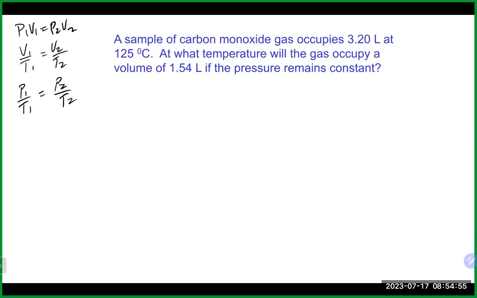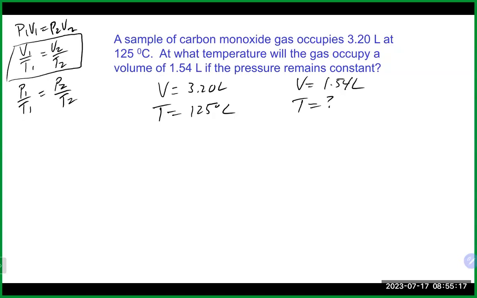Okay, let's take a look. So again, if we pull out the information here, we got 3.2 liters. That definitely is a volume. We got 125, which is a temperature. And we're looking for another temperature here, and we have a volume of 1.54 liters. So once again, we do have a few to choose from at this point, and clearly this one should look like the one you see there. We got a couple of volumes, a couple of temperatures. So our Charles law would be the right one to use.